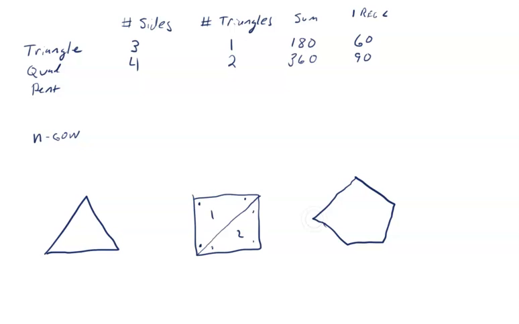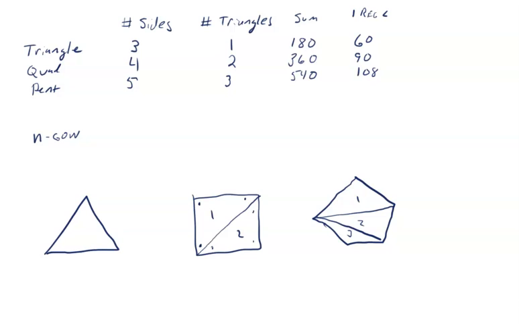Again, when we come to pentagon, we get the same thing with 1, 2, 3 triangles. So 5 sides, 3 triangles, 540 degrees. And each interior angle would be 108 for the pentagon.